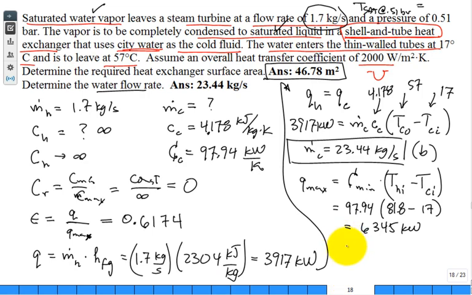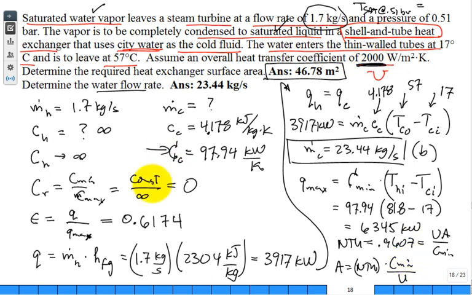Now that I know the number of transfer units is 0.9607, how do I use that to get the area? Well, that's defined as UA divided by C min. So the area is the number of transfer units times C min divided by cap U. There's cap U. C min, we calculated right here. We just calculated the number of transfer units. You just solve for area, and there it is, 47 meters squared.